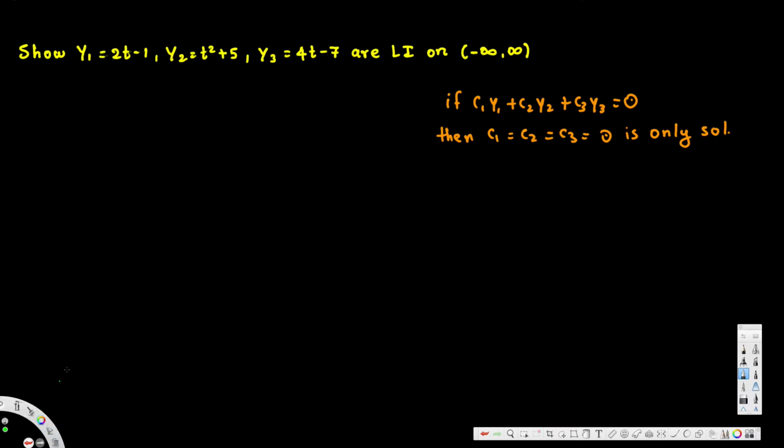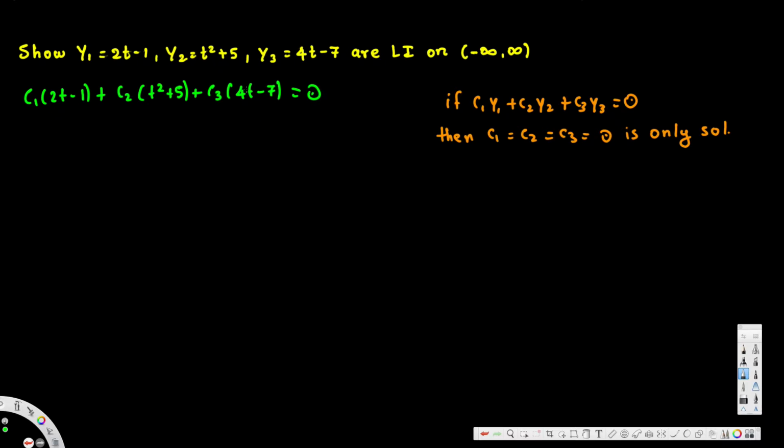To show that one, here you can see this y1, y2, y3 are multiplied by constants, and we equate that to 0, then we have to prove this. Okay, now let's go ahead and do that. First, c1 multiplied by 2t minus 1 plus c2 multiplied by t square plus 5, and then c3 multiplied by 4t minus 7, the whole thing is equal to 0.